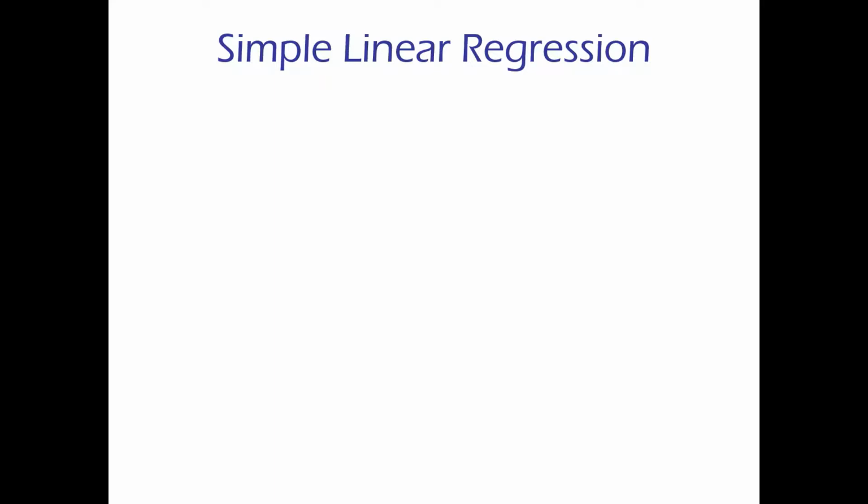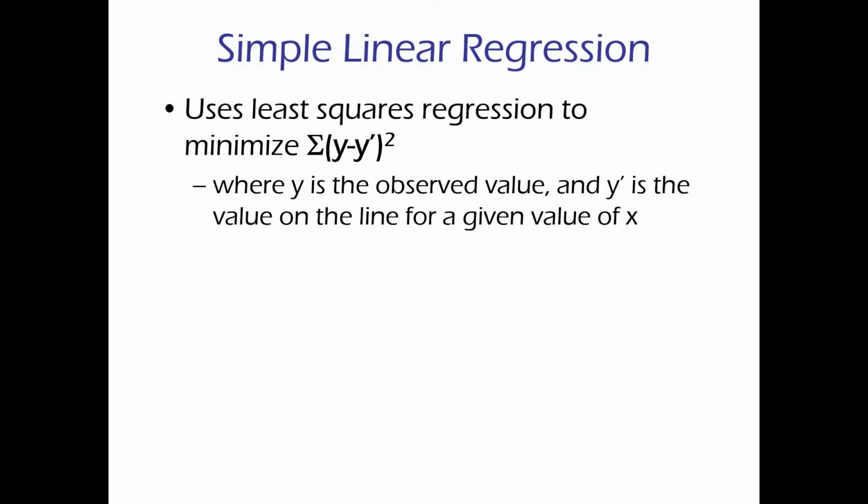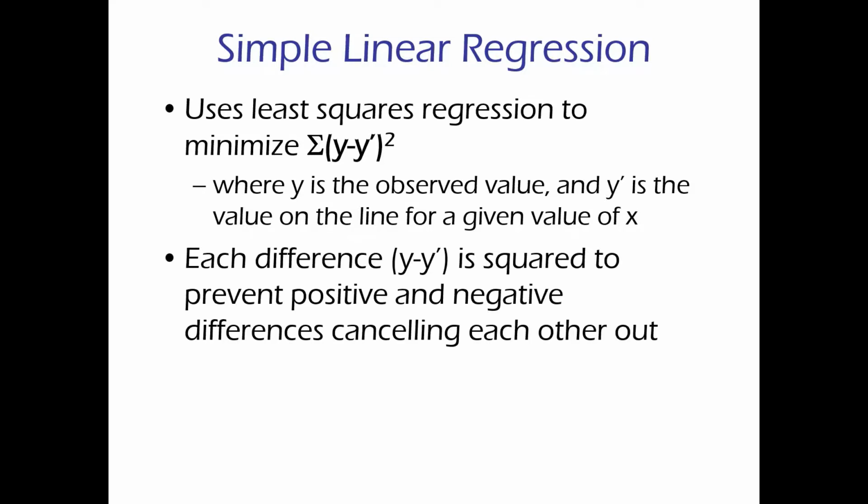So, to summarize, simple linear regression uses least squares regression to minimize the sum of the squared residuals, where y is the observed value and y prime is the value on the line for a given value of x, also known as the predicted y value. Each difference, y minus y prime, also known as the residual, is squared to prevent the positive and negative differences from canceling each other out.